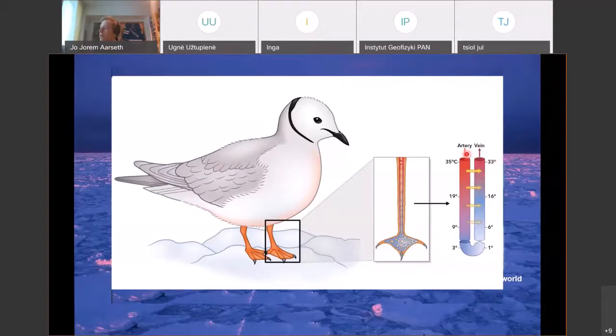And when the blood in the artery is entering the foot, the temperature of this blood is actually down to 3 degrees, meaning that the heat is conserved in the body because of this countercurrent heat exchanger. Countercurrent: one current going this way and one current going the opposite way, and the heat is kept in the body. So that's a very important adaptation. We also have that, humans, but not very well adapted anymore.